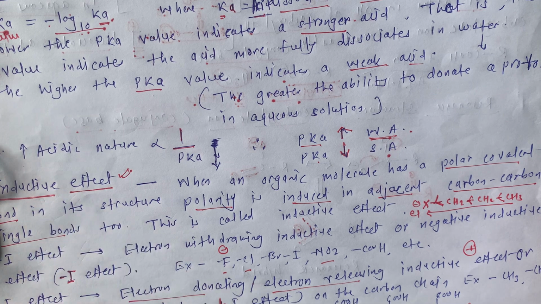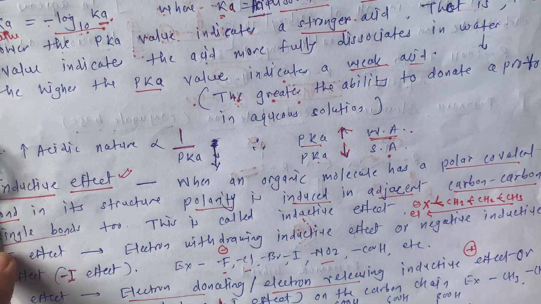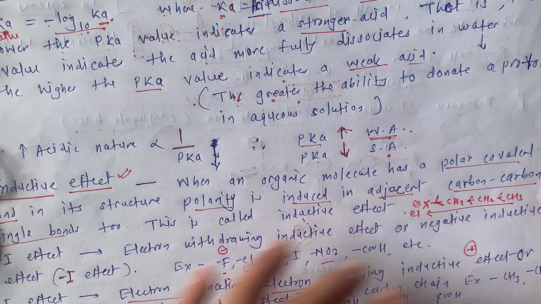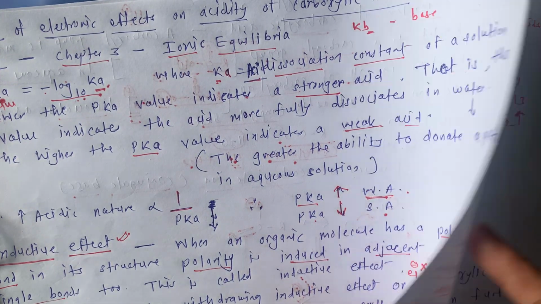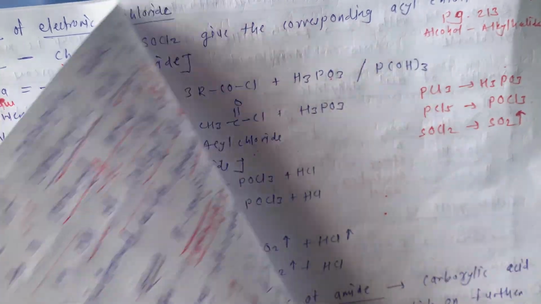Those are the inductive effects, that is the plus I effect and minus I effect. This is all for the acidity of the carboxylic acids.